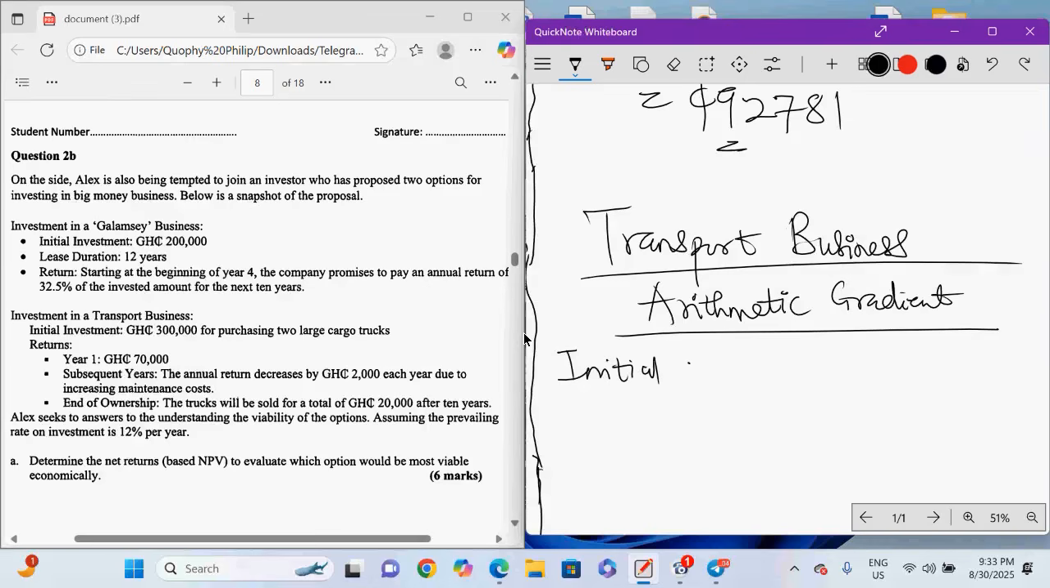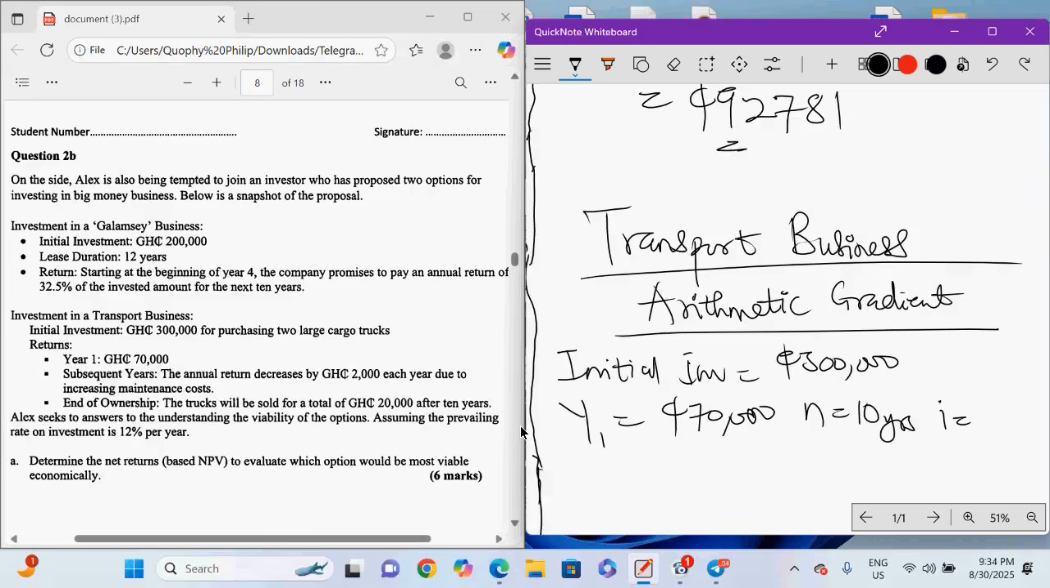So we have the initial payment, which is the initial investment of 300,000. Year 1 is 70,000. What is the number of periods? End of ownership. The truck will be sold for a total of 20,000 after 10 years. So we assume that the end is 10 years. The interest rate is still 12%.